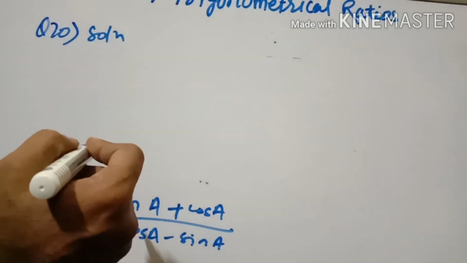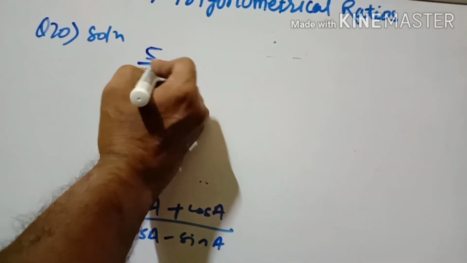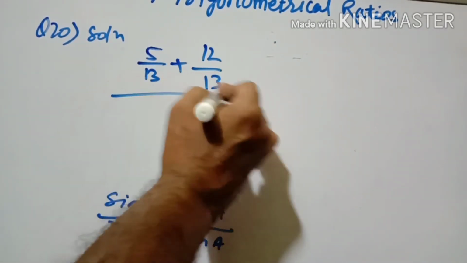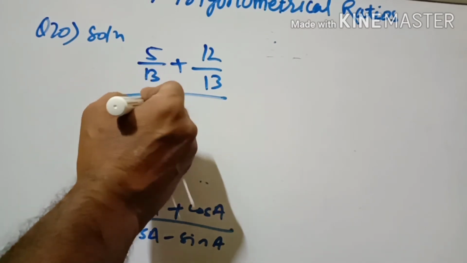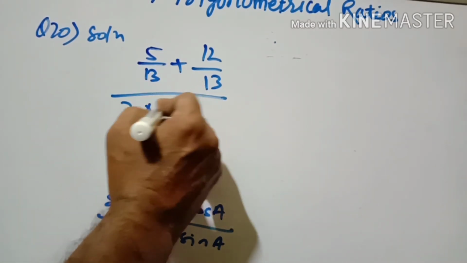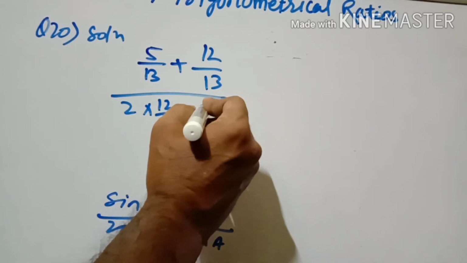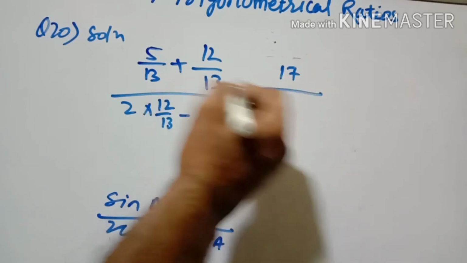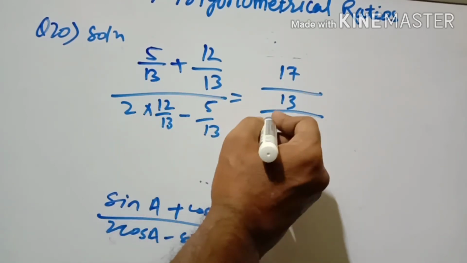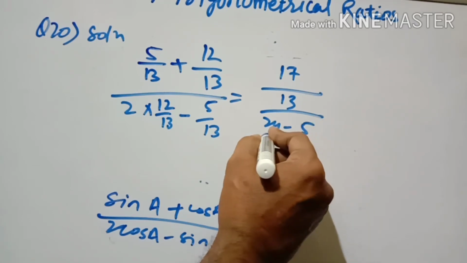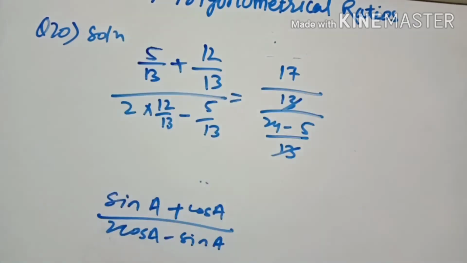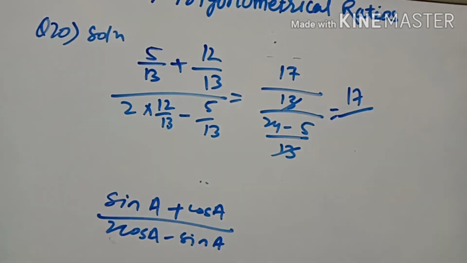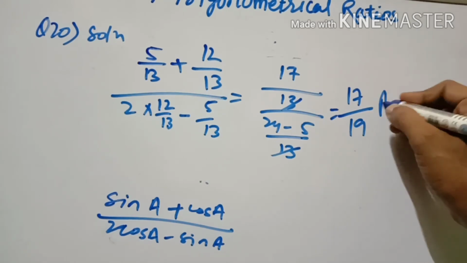So sin A, I can write 5 by 13, plus cos A, I can write 12 by 13. Down I can write 2 into 12 by 13 minus 5 by 13. This is 17 by 13, and this is 24 minus 5 by 13. 13 cancel, it will come 17 by 19. This is your required answer. Write down please.